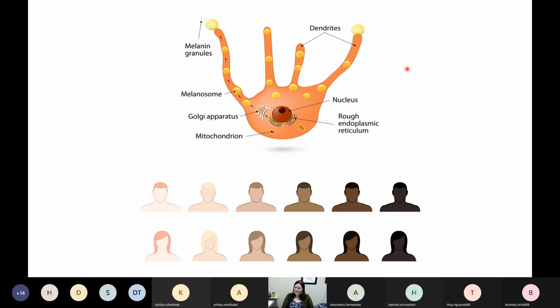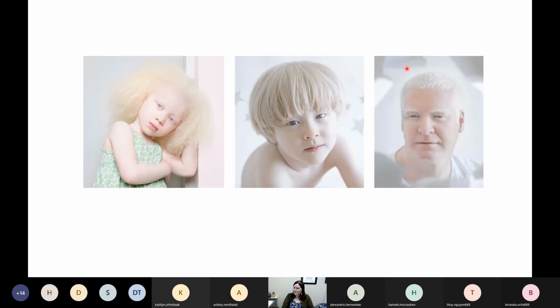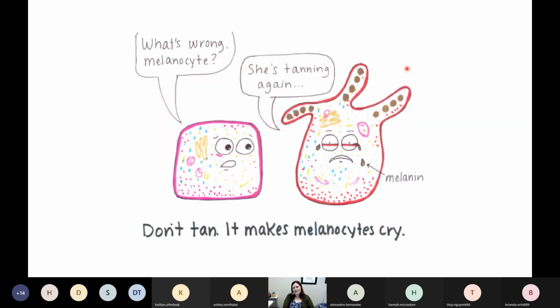All right. Last thing I think I want to chat with you about today. Oh, here we go. I got to toss this up. I can't remember if I put this in the guided lesson or not for you. So here's my tanning cartoon. Keratinocyte over here: what's wrong, melanocyte? Melanocyte says she's tanning again, and I'm crying little melanin tears. So when you go tanning, you will make more melanin, you will get more tan, but you're also making your melanocytes cry. So don't make melanocytes cry.